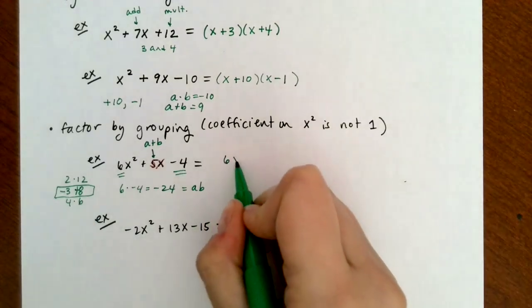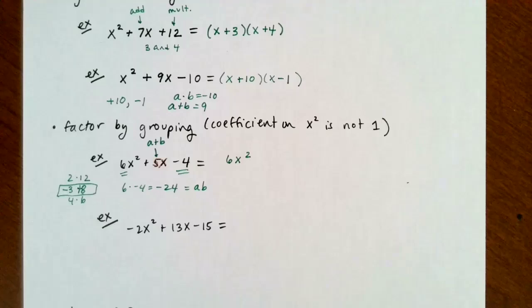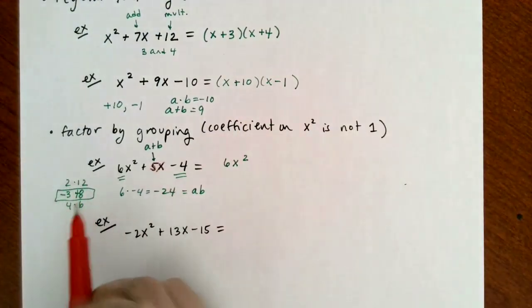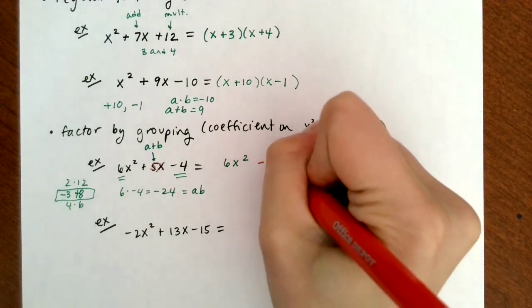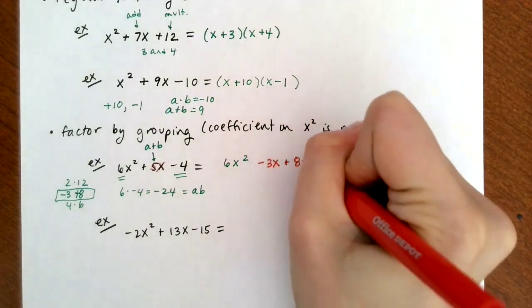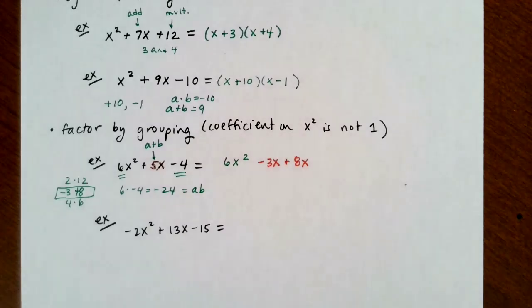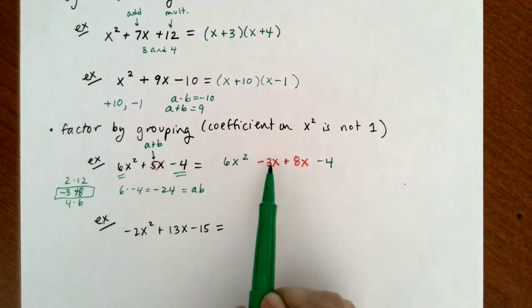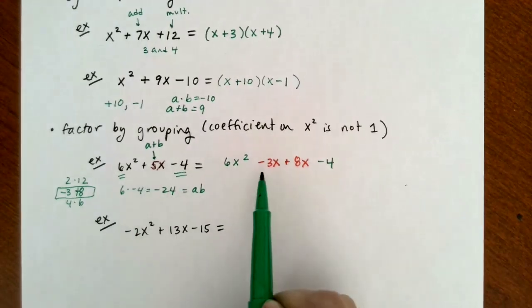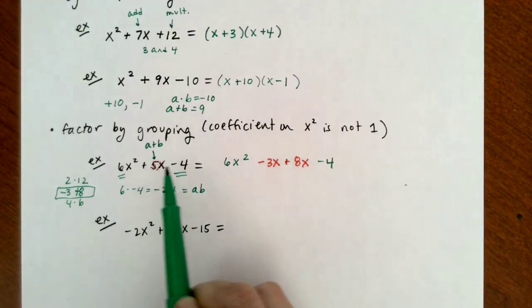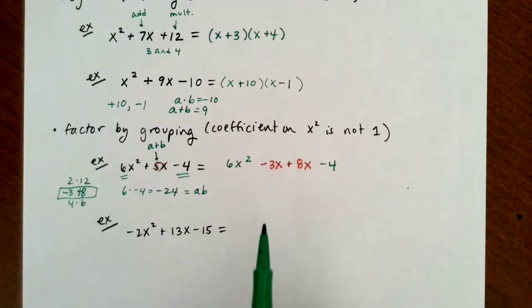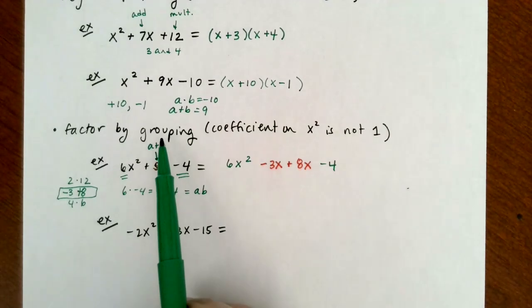All right, so I'm going to restate 6x squared. And why don't we use the numbers exactly in the order that I wrote them here? So we'll do minus 3x plus 8x. And then I'll keep the minus 4 that was there. So this is still equal to what we originally had, but now we've strategically split up that middle term into two pieces. Right, so once we do that, we do the grouping part of factor by grouping.